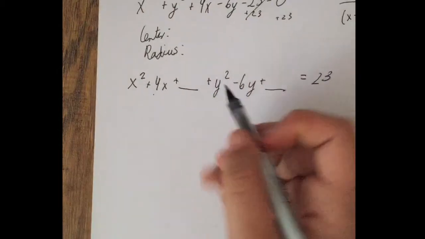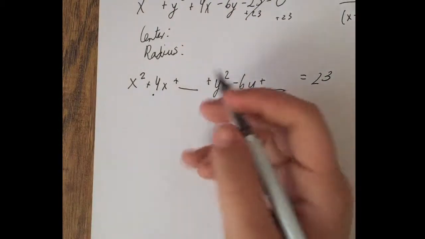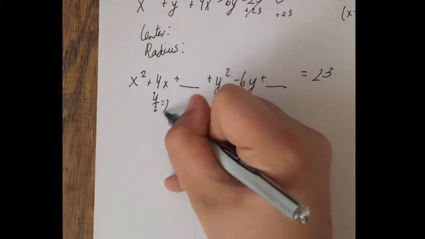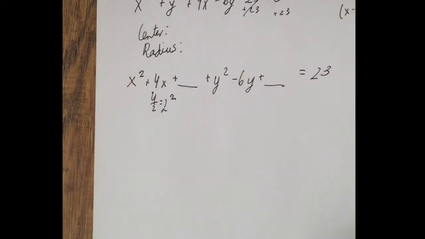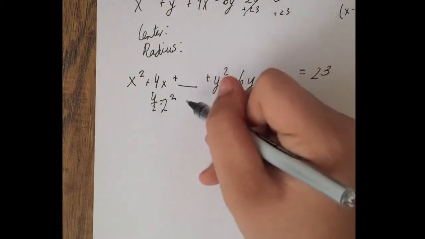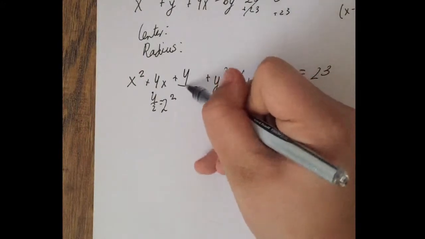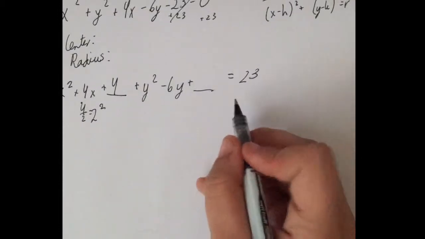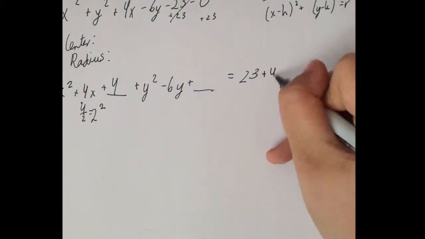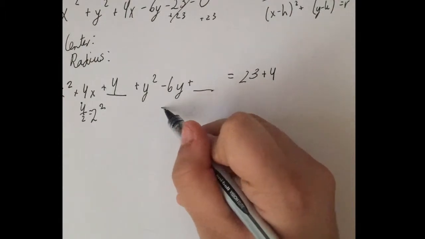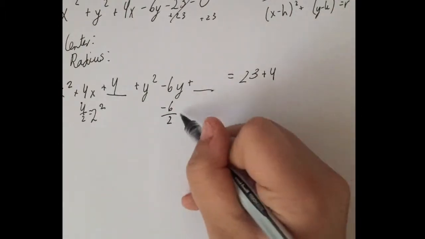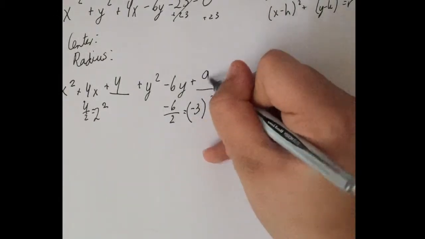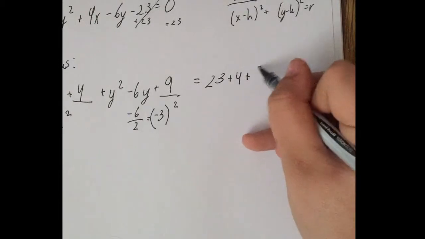You take the coefficient of this, so 4 divided by 2 equals 2, and square it. So 2 to the power of 2 is 4. So that'll become 4. Remember, whatever you add to this side, you must also add to the other side. So plus 4. Then you do the same here. Negative 6 divided by 2 equals negative 3. Negative 3 to the power of 2 is 9. So plus 9 here, and you also do the same on this side.